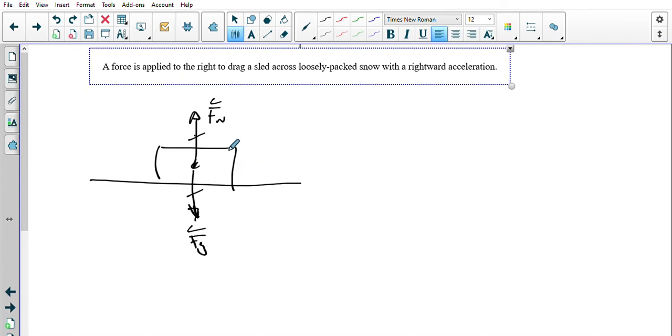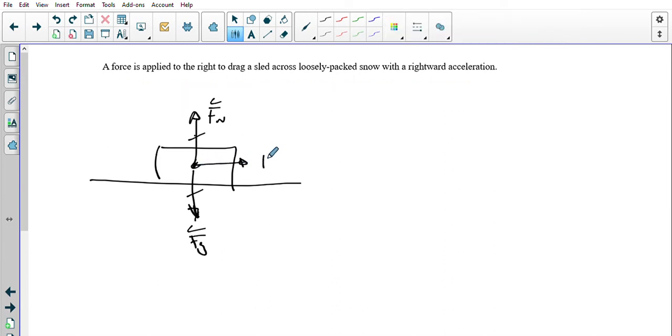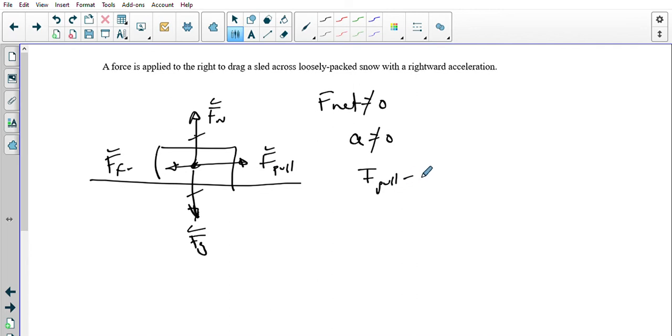We are dragging the sled with a rightward acceleration. So we're dragging this way. So let's go force pull. Doesn't really matter, but we're providing a force in that direction. And we're going to have a force in the opposite direction. That's going to be our force of friction. Unbalanced. So F net is not equal to zero. The acceleration is not equal to zero. These forces are not balanced. The force of the pull, F pull, is not equal to the force of friction.